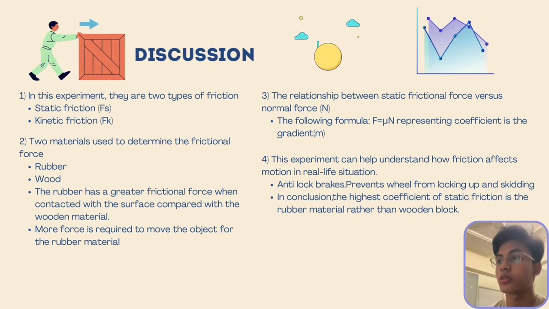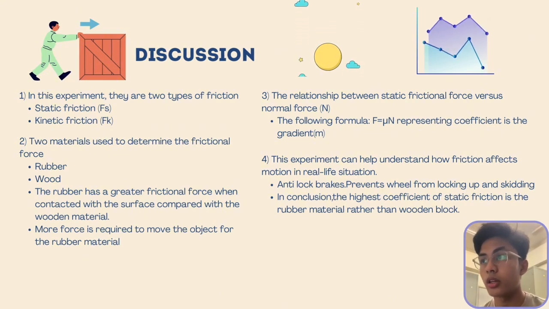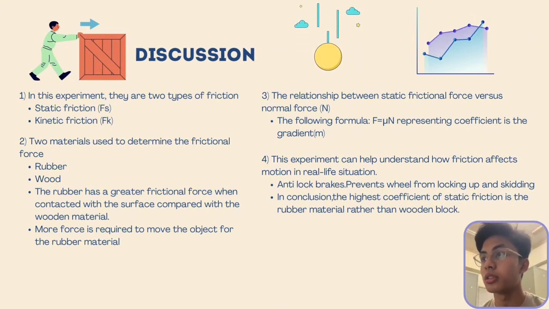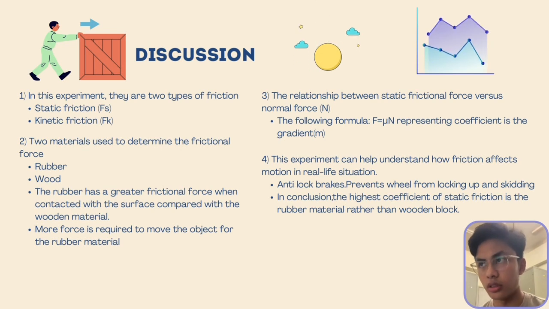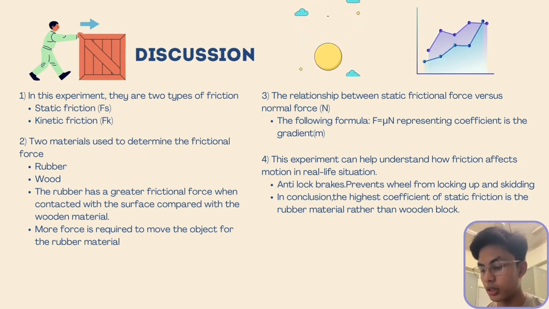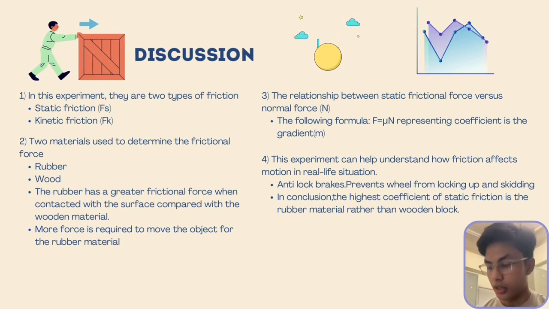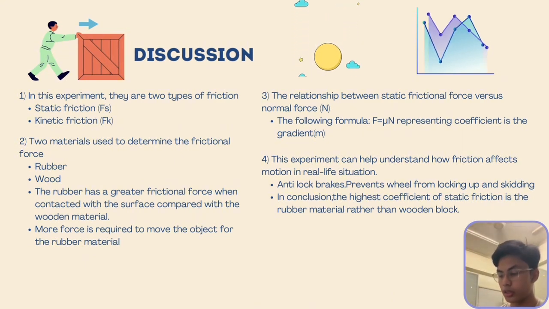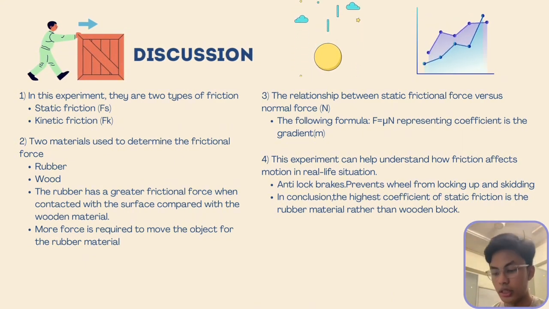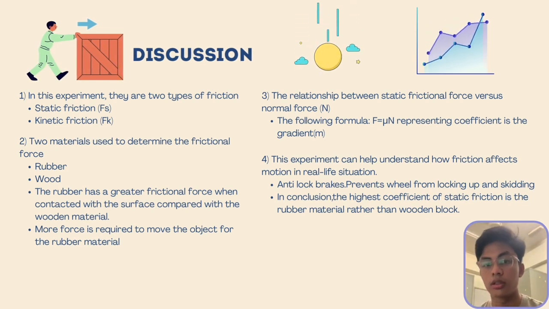Number 3, we are talking about the relationship between static frictional force versus normal force. The formula is F equals mu N, where the coefficient is the gradient m. And the graph shows that it is linear because the formula F equals mu N is the same as y equals mx plus c. This also shows that the coefficient of static friction on the rubber side is greater than the wooden side, due to the high interlocking exhibited by rubber.